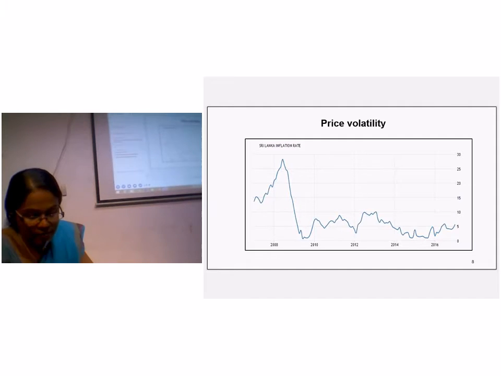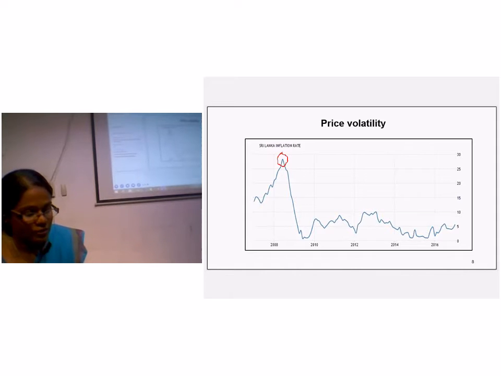Right now, we currently have about a 5.6 inflation rate, and you can see from this graph how it has fluctuated. The highest inflation rate was about 28%, beginning in 2009. This is the highest one we had, around 28%, and you can see how it has fluctuated. So we can see there is uncertainty. We don't know what the inflation rate will be, so this is a risk area.